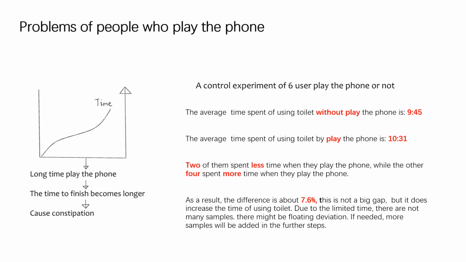We made a control experiment with 6 users, whether they play the phone or not. The results show that the time span of people who play the phone is about 7 to 8% longer than people who don't play the phone. But it's not a big difference, so it's just a secondary problem. We will not solve that immediately.